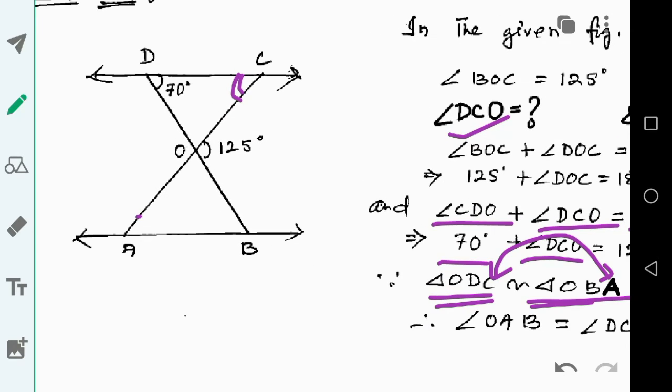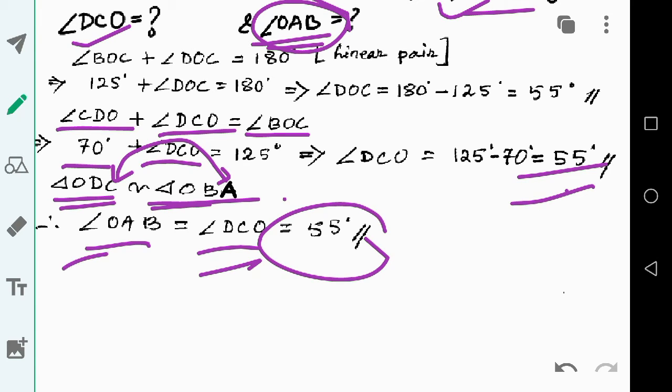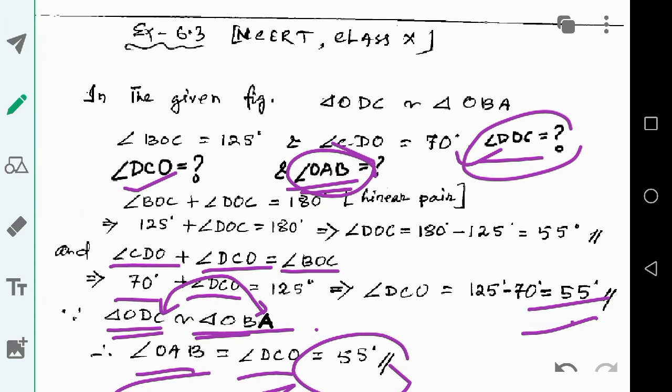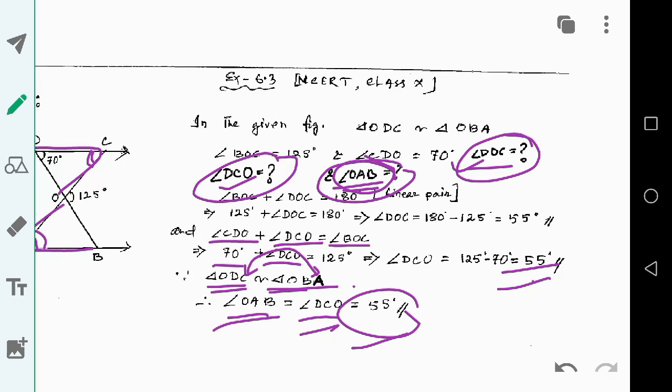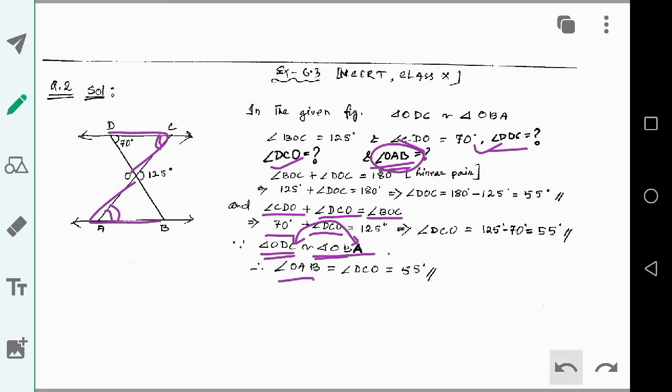That means angle OAB, or BAO, must be equal to DCO. So we can write OAB equal to DCO. DCO we have already got as 55, so OAB is also 55. That means the measure of this angle is 55. That's how we can solve this. Hope you understood this. Let me clean this page so that you can note it.